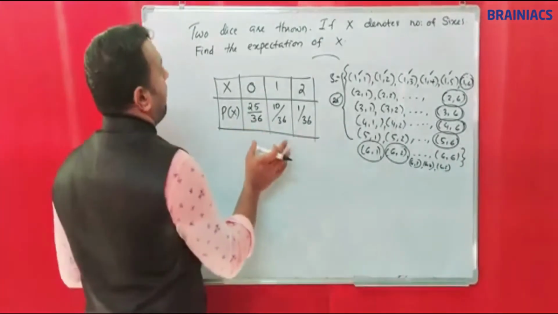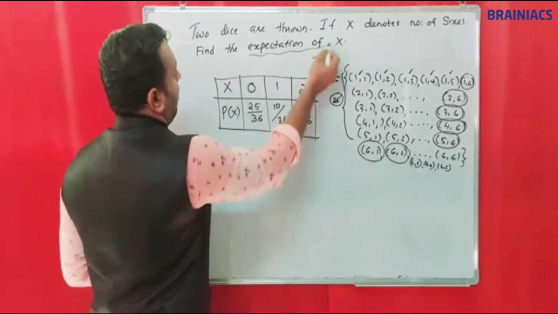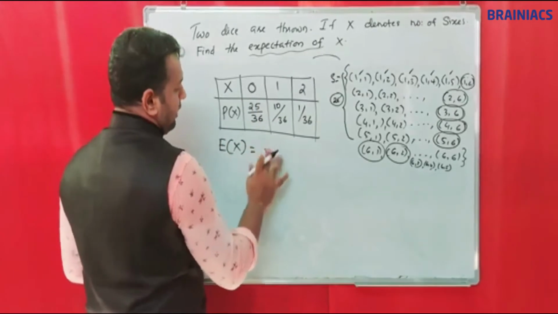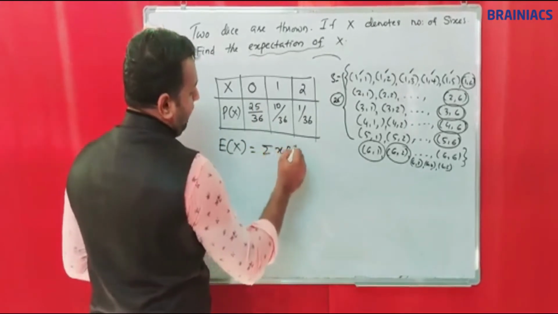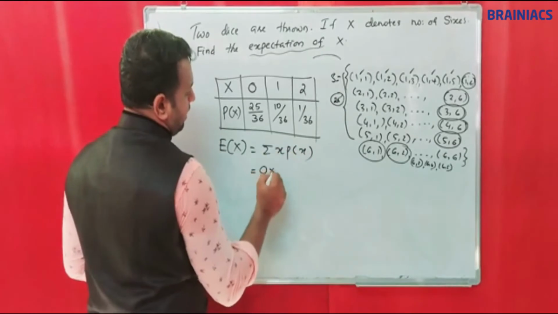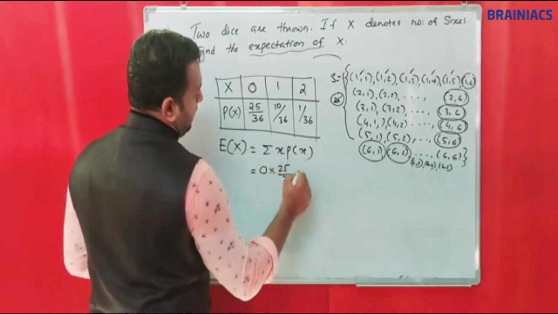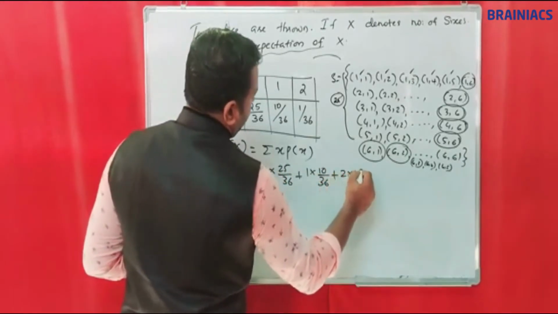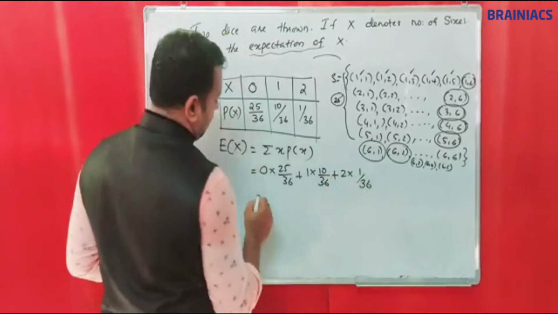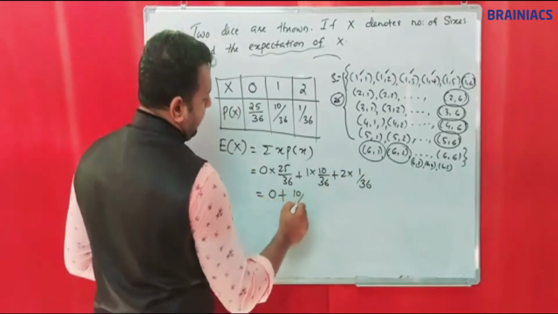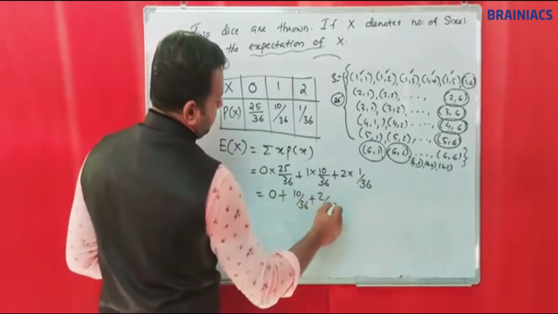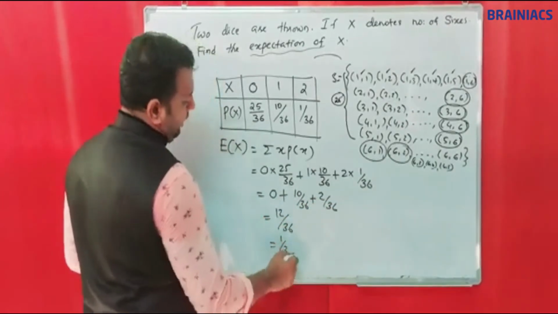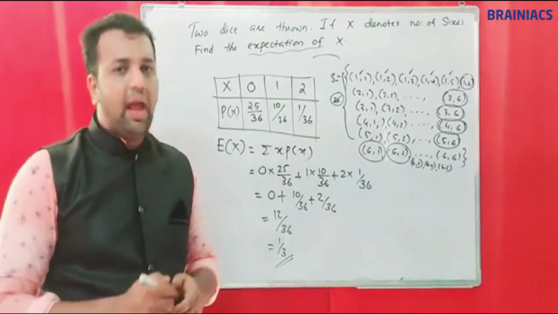So we can find the expectation of x from these results. Expectation of x is equal to sigma x into p of x, that is 0 into 25 by 36, plus 1 into 10 by 36, plus 2 into 1 by 36. So the answer becomes 0 plus 10 by 36 plus 2 by 36, which is 12 by 36, and after simplifying we get 1 by 3 as the final answer.